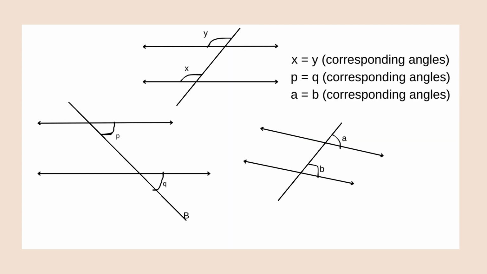My angle X is equal to my angle Y. My angle P is equal to my angle Q, and my angle A is equal to my angle B. These are known as corresponding angles.